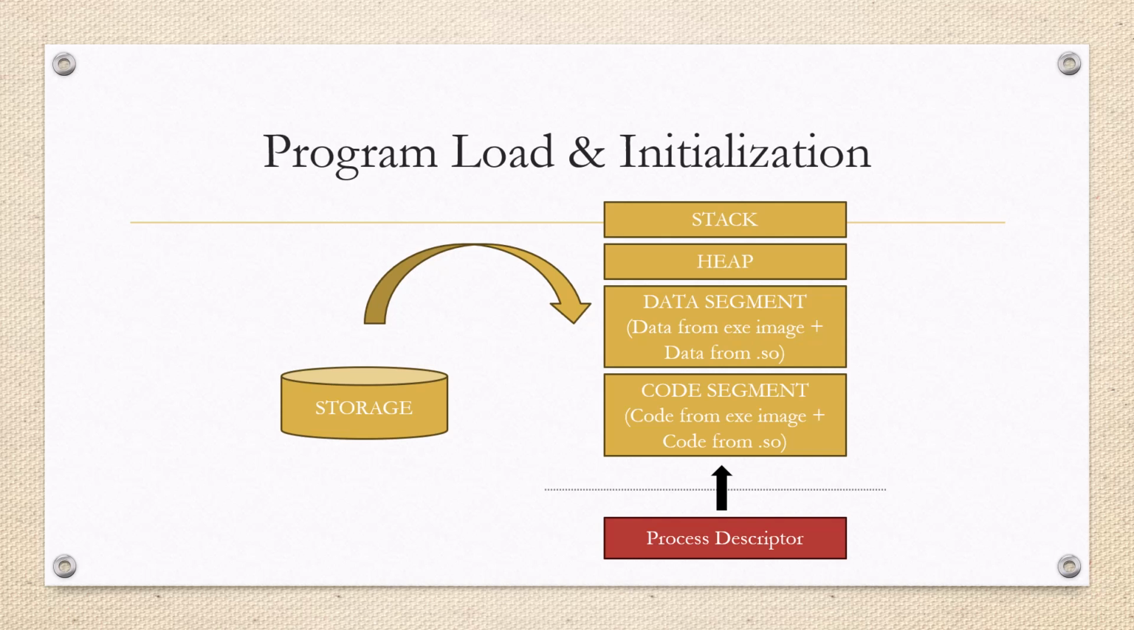So here we can see that there is a code segment, data segment, heap and stack, and the entire program will be assigned to the process manager. And there will be a process descriptor for each program. So today we will be looking at how to view this layout in a Linux environment.